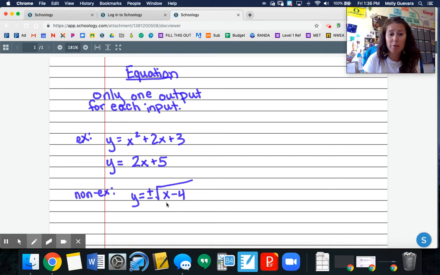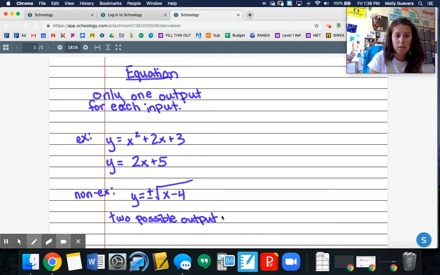On the same note, if I plug in 8, 8 minus 4 is 4. The square root of 4 is 2. But I have this plus or minus. So if I plug in 8, I can get out 2 or I can get out -2. So this would be an example of not a function because there's two possible outputs. Two possible outputs here. So that would not be a function.